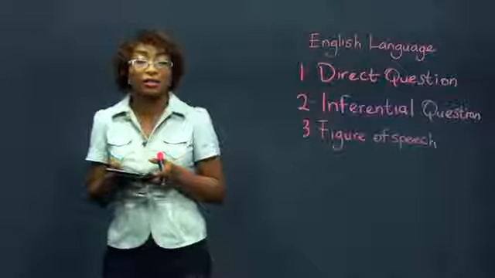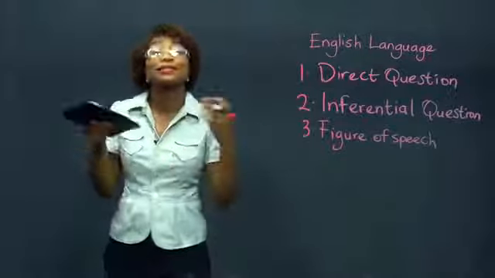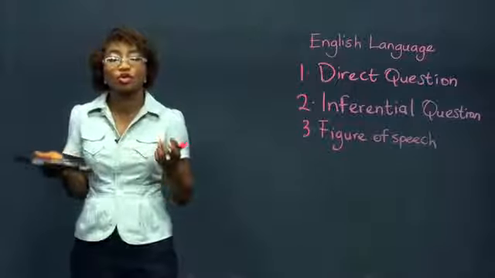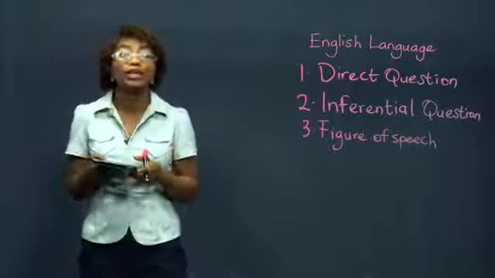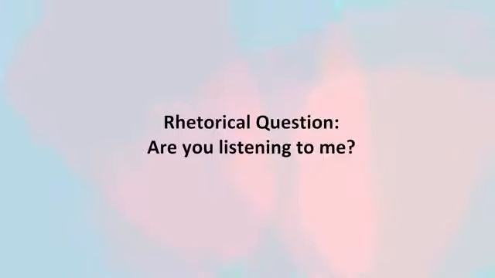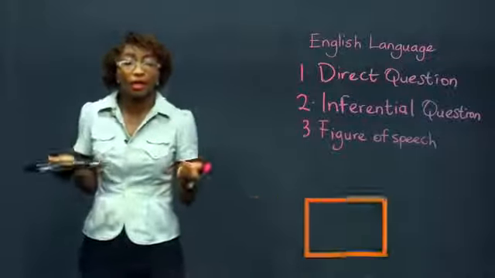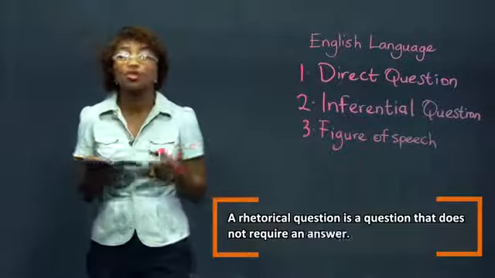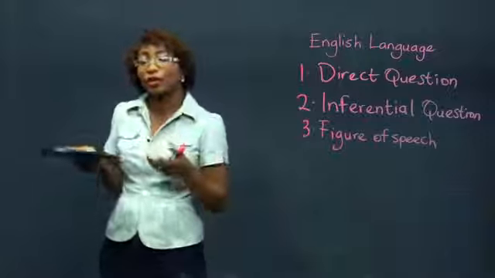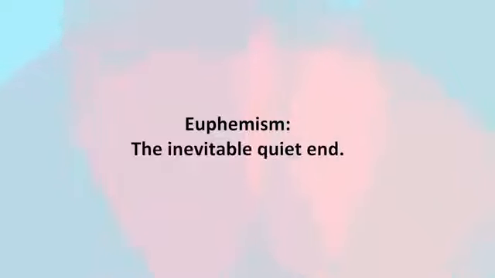The third type is the personification. And here we have the bright sun continued to smile. We all know that the sun is not alive. It cannot smile. But the sun here in this situation has been given the human quality of being able to smile. We move on to rhetorical question. If, for instance, I say, are you listening to me? Of course you're listening to me. That is how you can hear me. A rhetorical question is a question that does not need an answer. The other type of figure of speech is the euphemism. And here, the example we have is the inevitable quiet end.